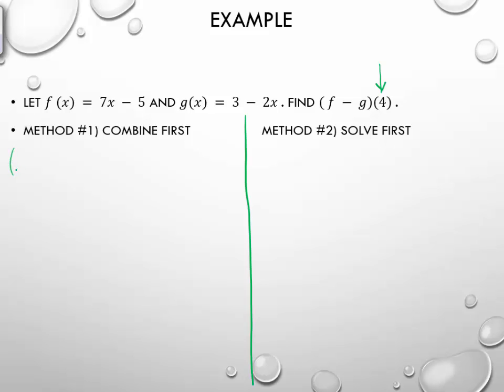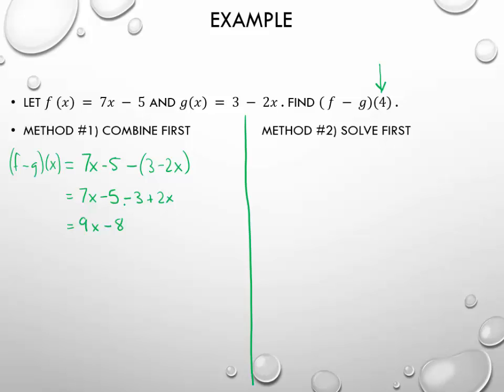We're going to find f minus g of x. F minus g of x, we just take them, 7x minus 5, and we're going to subtract 3 minus 2x. We should probably simplify that. That is 7x minus 5 minus 3 plus 2x. Combine the terms, put them in the right spot, we get 9x minus 8. Do you agree?